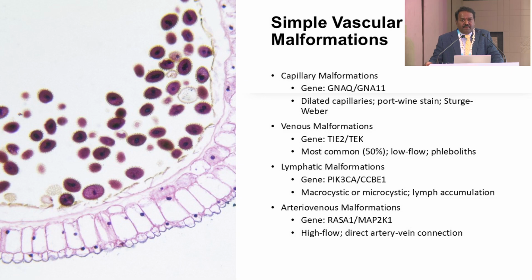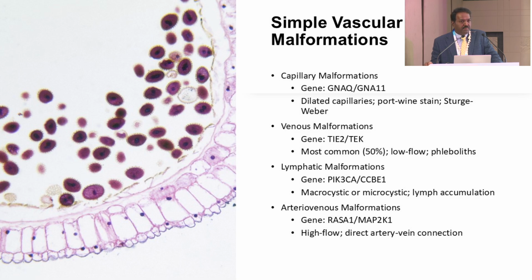So what happens in capillary malformation? The faulty gene is GNAQ or GNA11, and you get dilated capillaries, just like in Sturge-Weber syndrome. Venous malformation, again, the gene is TIE2 or TEK, and this is the most common venous anomaly, happening in 50% of the patients. It's a low flow malformation. You would see phleboliths in it.